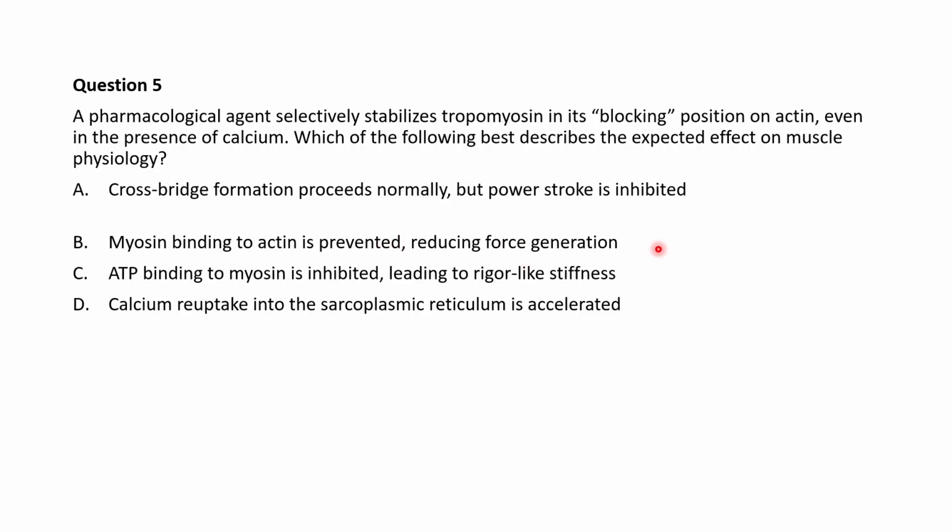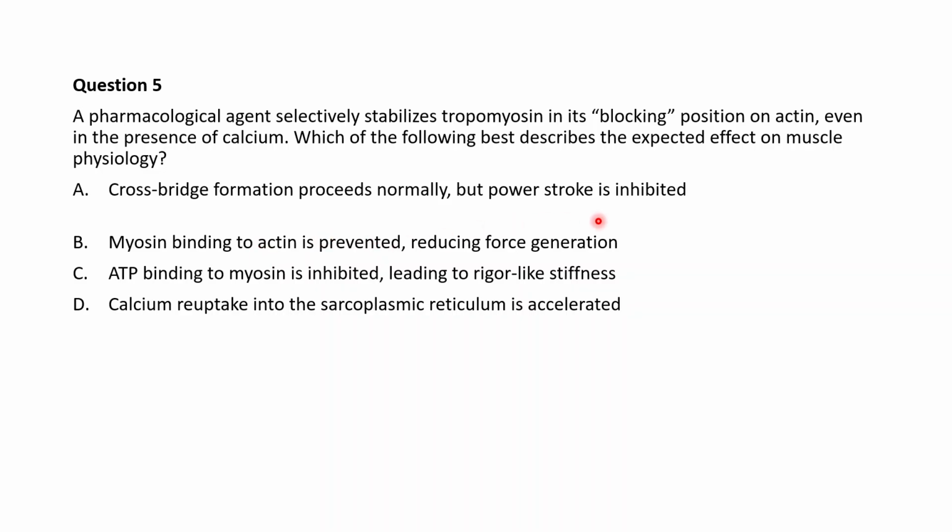So, why is this the correct answer? Because tropomyosin, as we know, is physically blocking the myosin binding sites on actin in the resting muscle, right? So now if we artificially, forcefully hold it in position and keep making it block that position, myosin heads cannot attach to actin, right? And even if calcium is present and troponin is activated, regardless of all of that, we are using some drug that's overriding this entire system. And so myosin binding to actin is prevented and force generation is reduced.